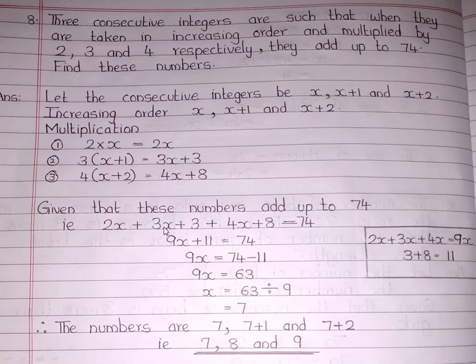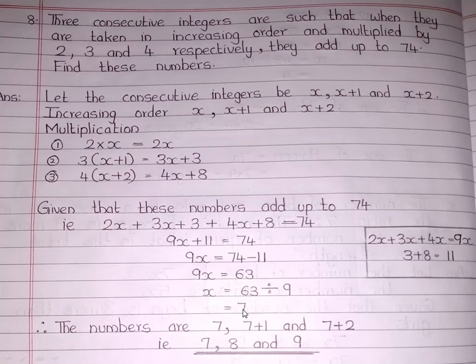2x plus 3x plus 4x. 2x plus 3x is 5x. 5x plus 4x is 9x. 3 plus 8 is 11. 9x plus 11 equal to 74. Students, you will get half the mark of this question if you get this equation. Then solving the equation you will get x is equal to 7.